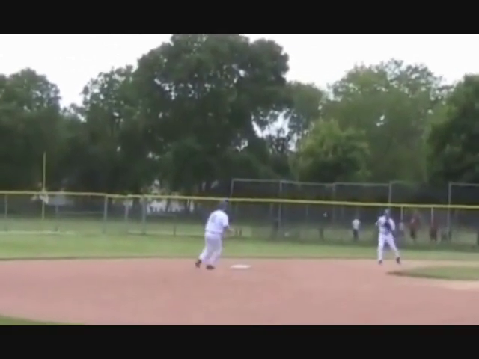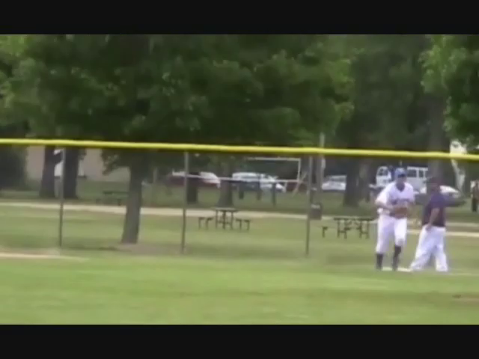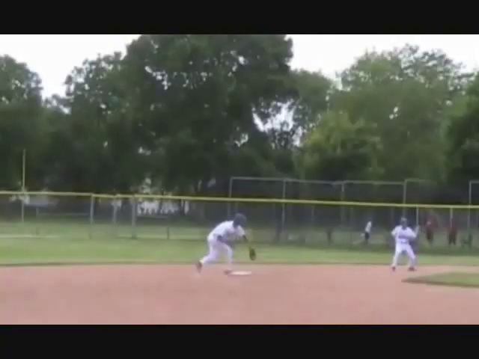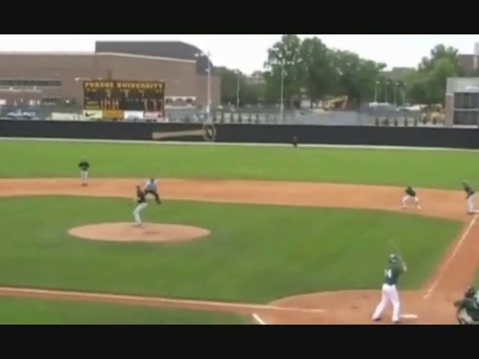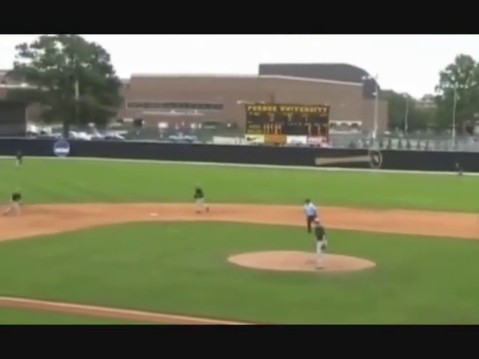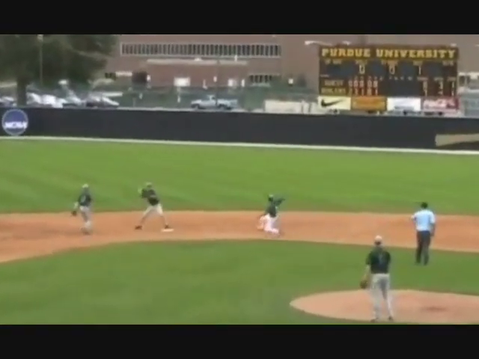Now watch as this double play is turned and focus on the actions of the runner. The runner slides directly into the base and does not illegally alter or make contact with the fielder and is a legal slide going in. Again, focus on the actions of the runner.